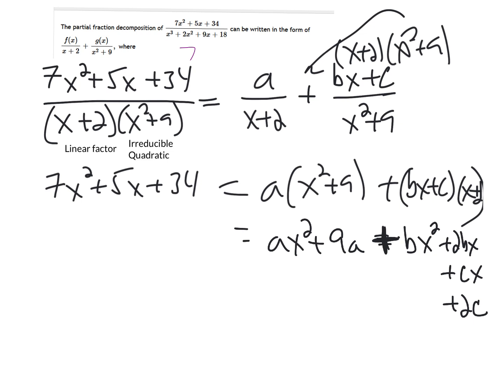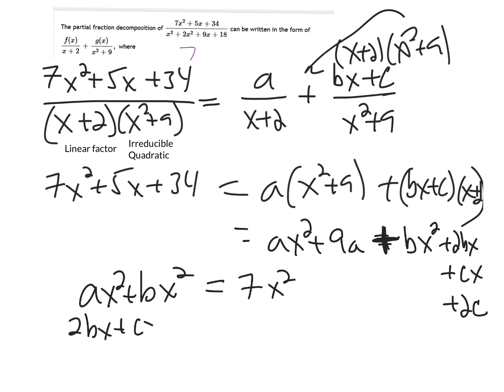So then what we can do is begin to set up the matrices. ax squared plus bx squared, there's no other squared terms. That has to be equal to 7x squared. And then the x terms, what do I have? I have a 2bx plus a cx. That has to be equal to 5x. And then constant terms, I think 9a plus 2c, that has to be equal to 34.